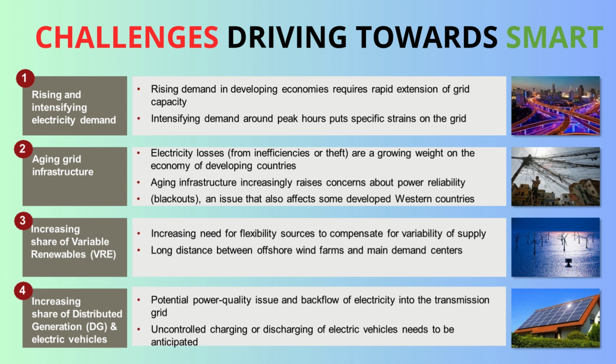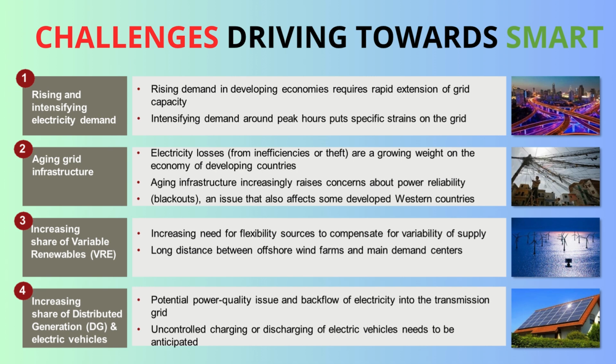In the slide, you can see they group into things like rising demand, aging infrastructure, more renewables, and distributed resources, EVs. And they interact. Aging infrastructure struggles more with rising demand and the variability of renewables. EVs add strain to local distribution already dealing with backflow from solar. It's this interconnectedness that makes a piecemeal approach insufficient. You need a holistic solution. Which is where the smart grid comes in.